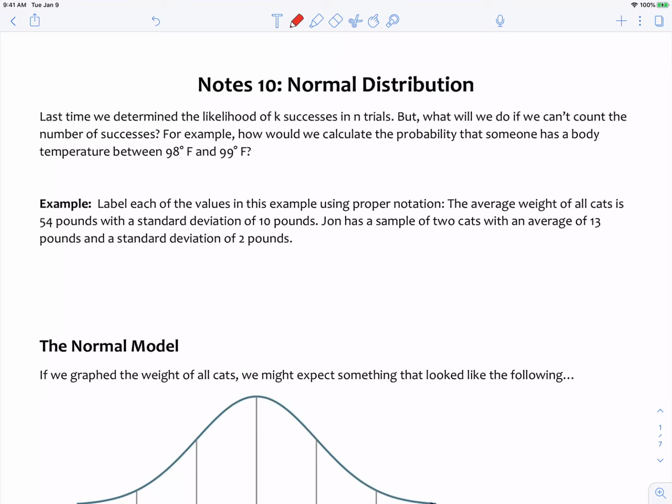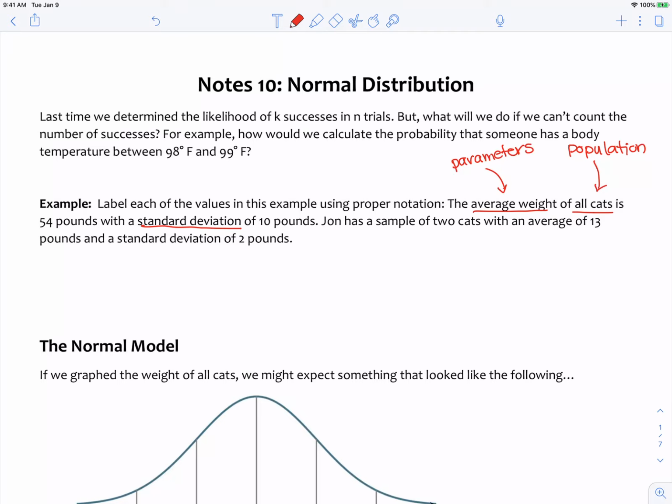Before we get to answering that, let's first remind ourselves of some of our earlier terminology and symbolism. We want to label each of the following values in the example using proper notation. The average weight of all cats is 54 pounds with a standard deviation of 10 pounds. And John has a sample of 2 cats with an average of 13 pounds and a standard deviation of 2 pounds. The first thing to notice is that the average weight applies to all cats, and that "all cats" statement means this is the population. The average and standard deviation calculated for that population data are parameters.